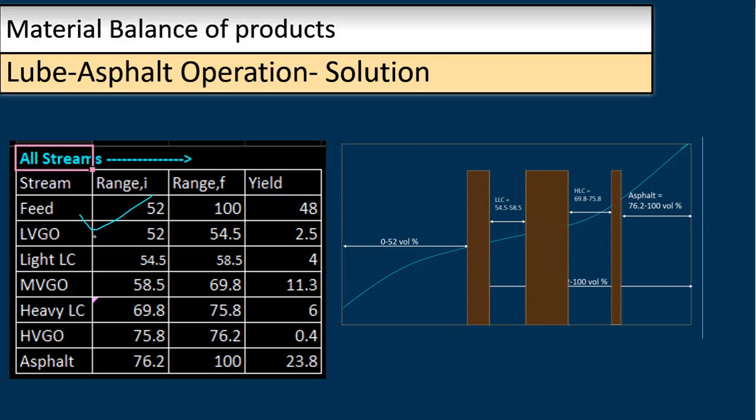Feed is given, LVGO is given, now calculated, then the light lube cut, the MVGO, that is the medium vacuum gas oil, then the heavy lube cut, then the heavy vacuum gas oil, and then asphalt. For all these streams, the ranges are given and the yields are given.